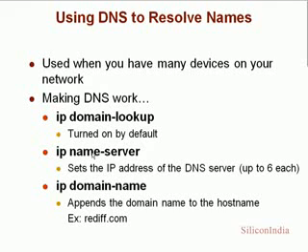Similarly, ip name-server. This command will set the IP address of the DNS server. You can set up to 6 IP addresses. Similarly, ip domain-name. This will append the domain name to the host name. For example, rediff.com is the domain name that's been appended to the host name here.